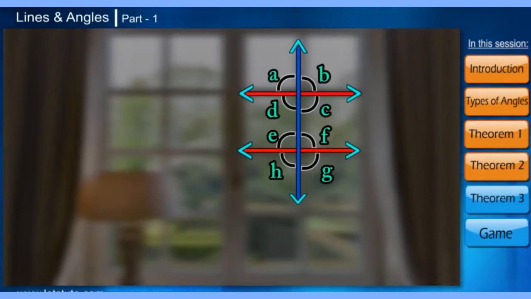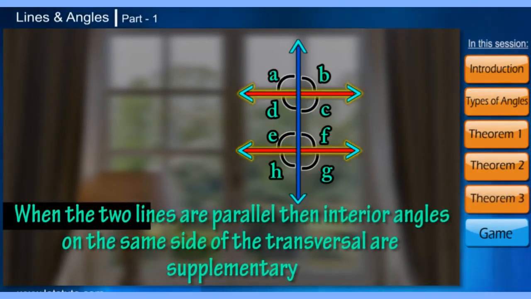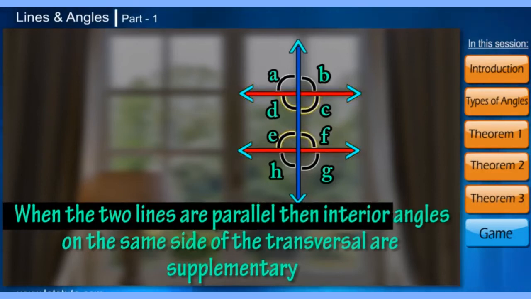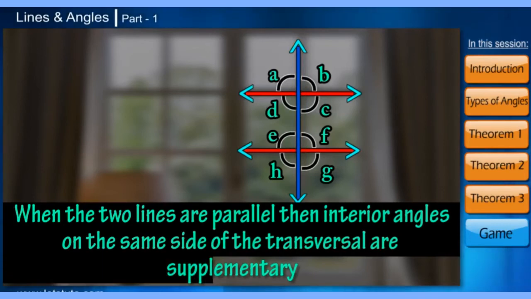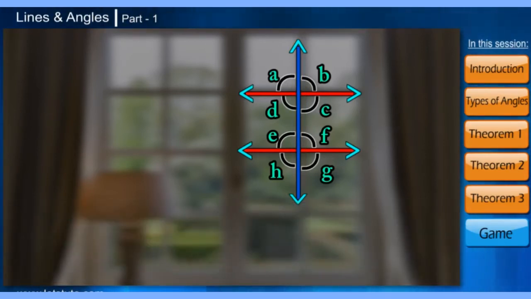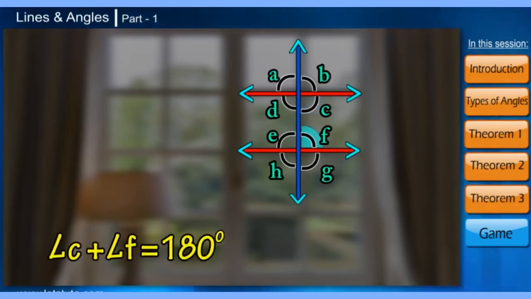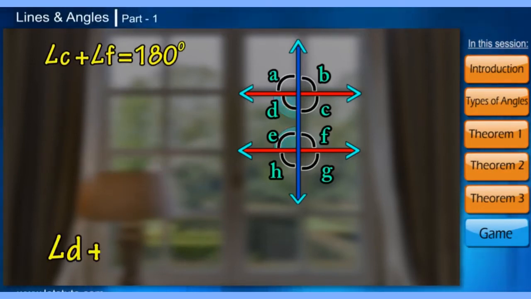And we have one more property about interior angles, which says that when the two lines are parallel, then the interior angles on the same side of the transversal are supplementary. Here it just means that the addition of angle C plus angle F will be equal to 180 degrees and the addition of angle D and angle E will be equal to 180 degrees.